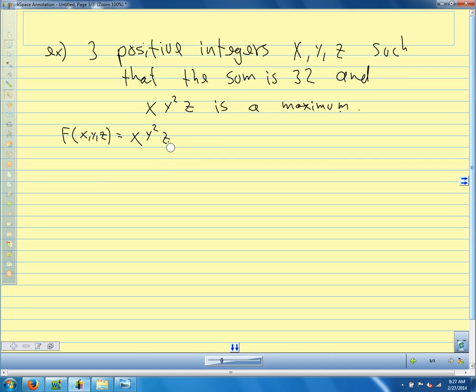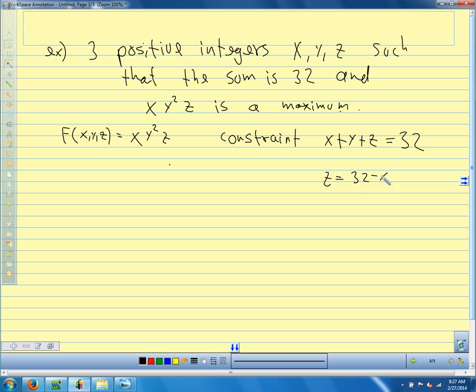We want to maximize that. And our constraint is that x plus y plus z has to equal 32. Just like on the last one, I'm going to use the constraint condition to reduce the number of variables. Because here I have three variables, and we haven't talked about how we minimize a three-variable system. It's a similar process, but it's a lot more work than for a two-variable function. So from our constraint, we get z equals 32 minus x minus y. And we're going to plug that into our function. So f is x y squared times 32 minus x minus y.